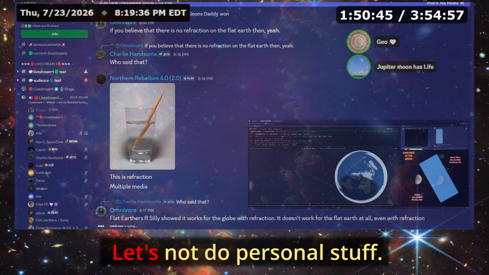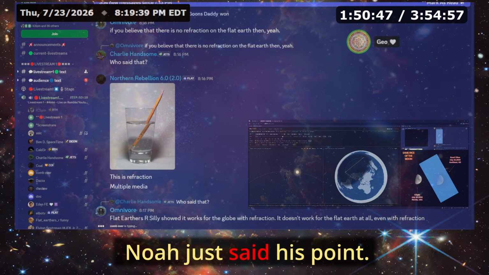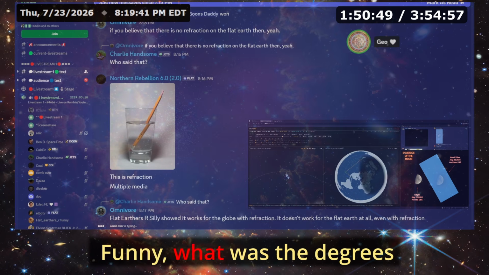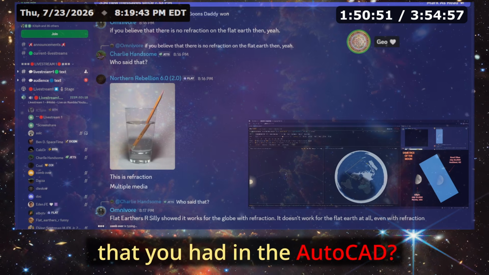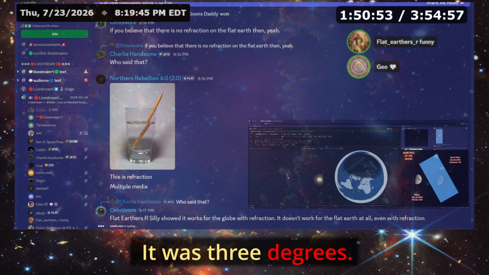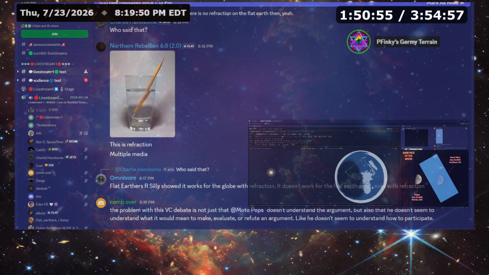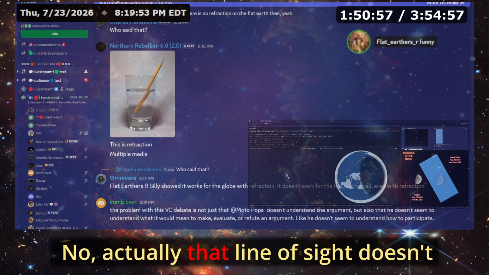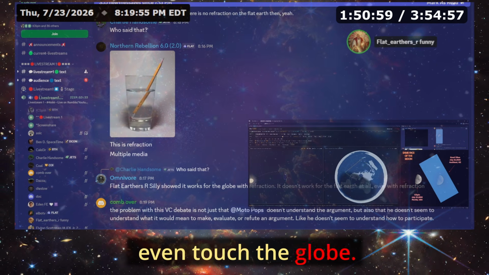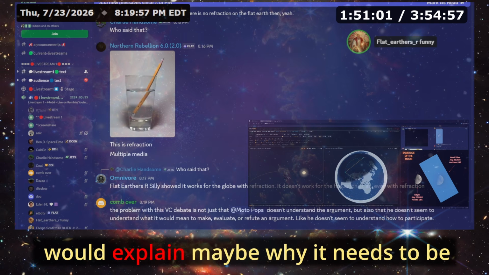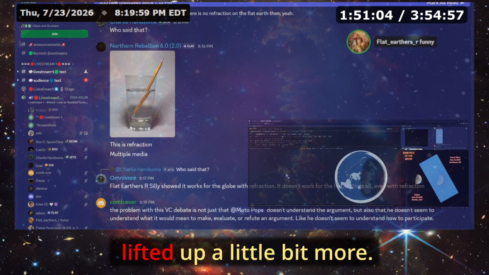All right, let's not do personal stuff. Hold on. Noah just said his point. What was the number of degrees that you had in the AutoCAD? Just 3 degrees. It was 3? Yeah. And did it work? No, actually, that line of sight doesn't even touch the globe. But good thing there's refraction, which would explain maybe why it needs to be lifted up a little bit more.